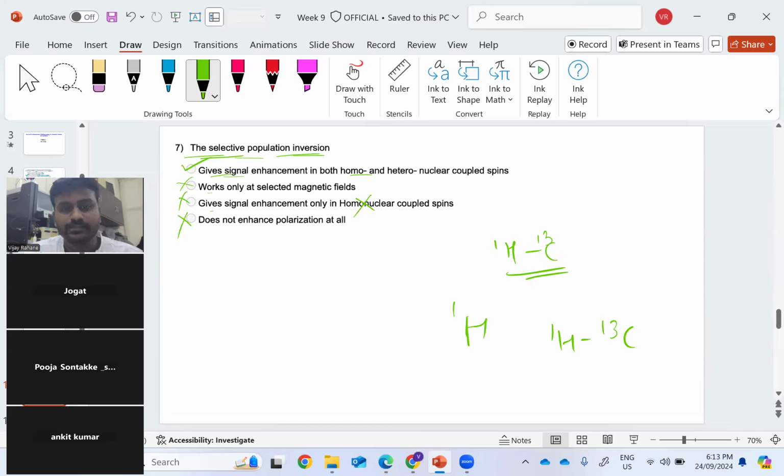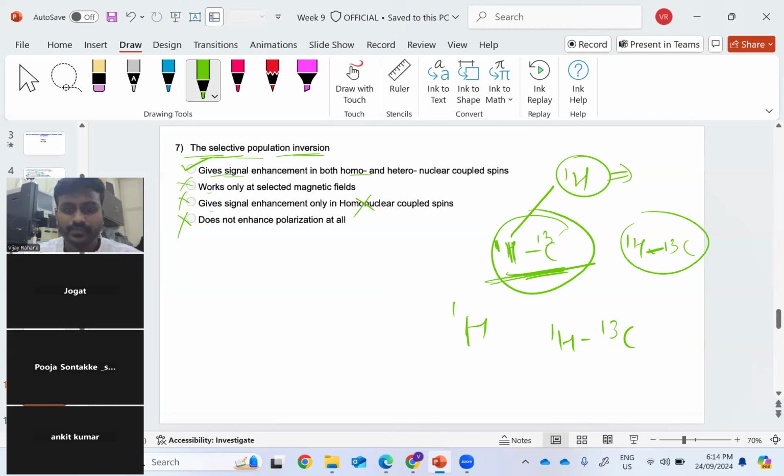We can enhance the polarization by selective population inversion. So if you have the signal here, we do the selective population inversion for the 1H signal, because for 1H it is quite a larger signal enhancement as compared to the 13C. If you do the selective population inversion for the 1H, then for this heteronuclear spin system, 1H 13C, we can achieve the enhancement in the signal.